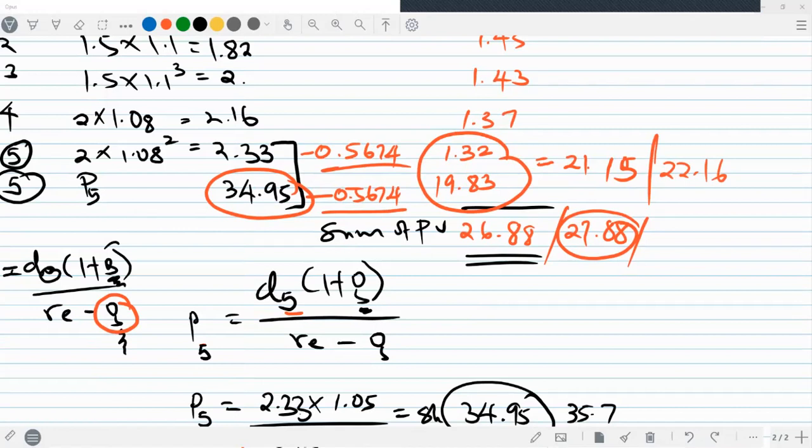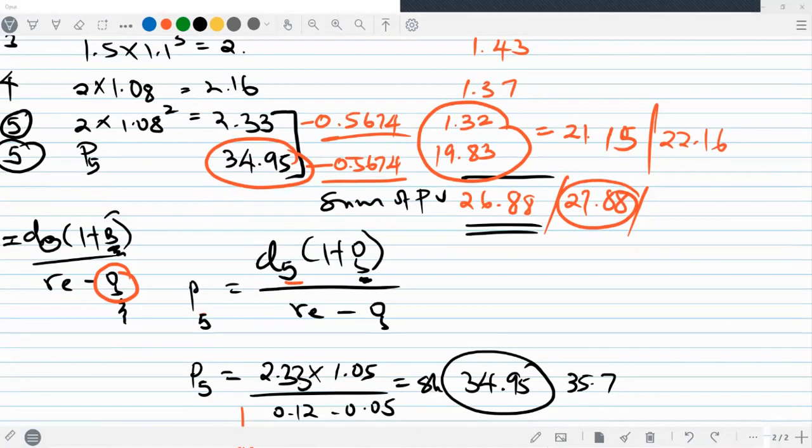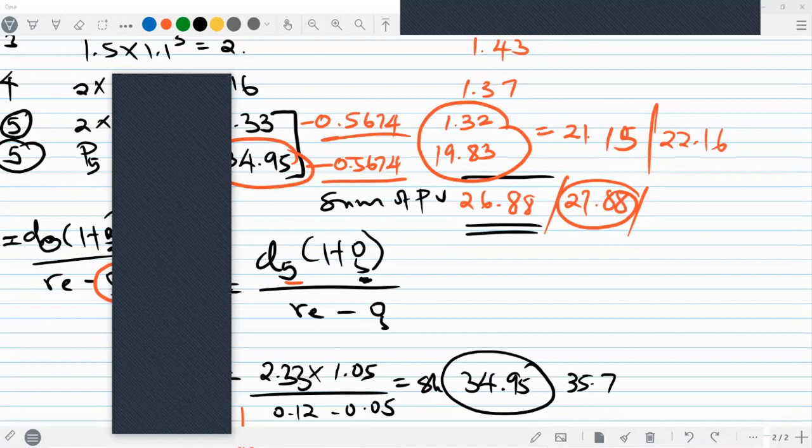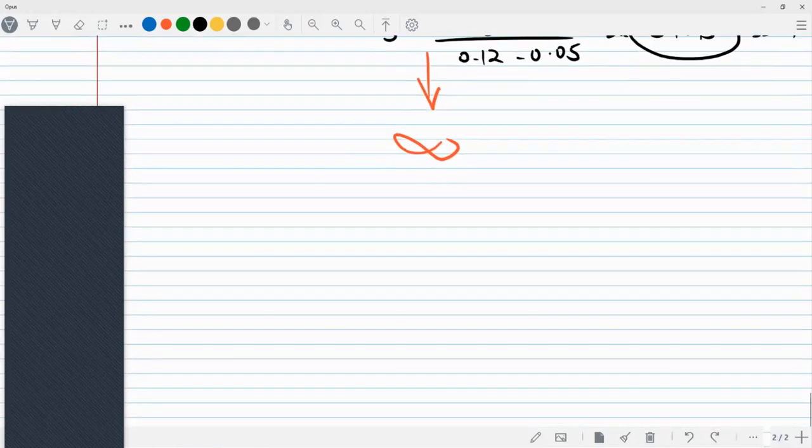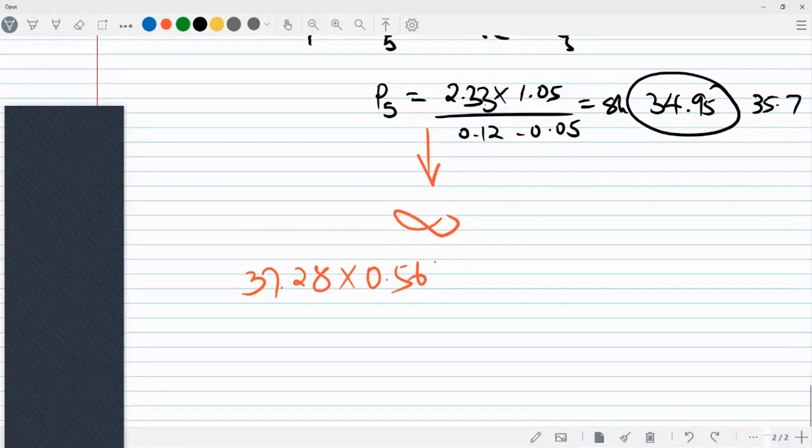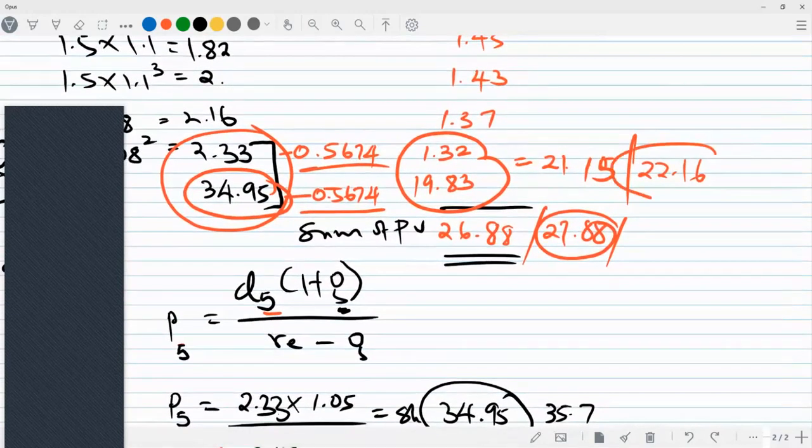Okay. Add these cash flows together. 2.33 plus that 4.95. You got that 7 point something. That's 7.28. Okay, times 0.5674. What do you get? 21.15. Okay. And then the one who got 22.16, check where you made a mistake.